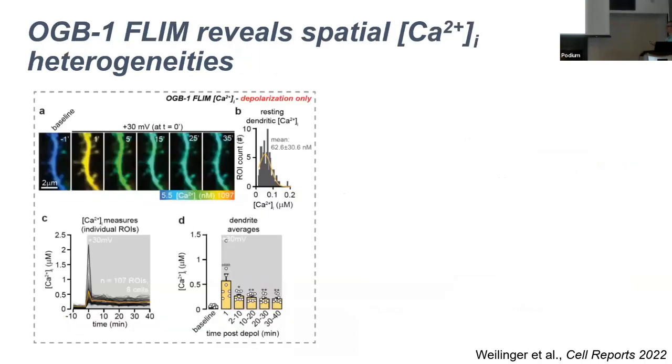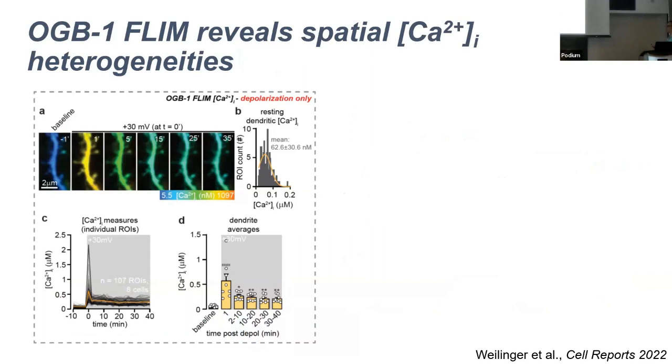You can do calcium FLIM imaging, much like you can do chloride FLIM imaging. This is with the calcium-sensitive dye OGB1. If you just depolarize the cell, you get very nice calcium increases, and this is depolarized for 40 minutes.